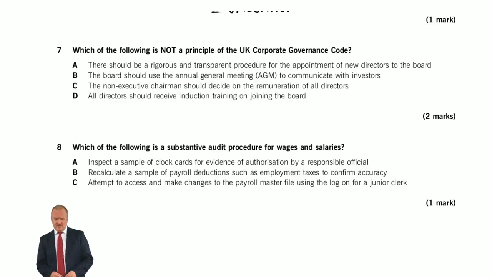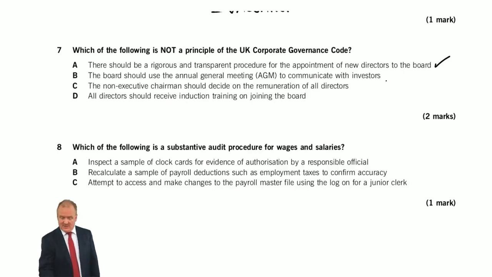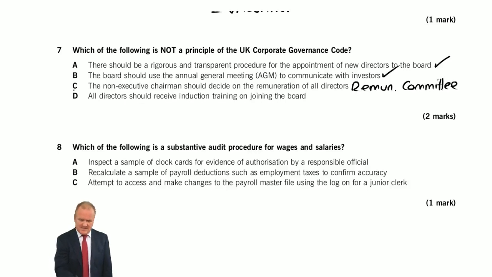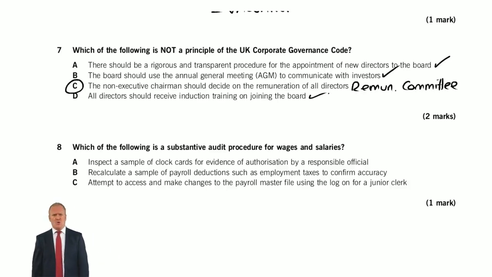Number 7, corporate governance. There should be a rigorous and transparent procedure for the appointment of new directors. That just sounds so good, it has to be true. The board should use the AGM to communicate with investors. We saw that in a question earlier tonight. The non-exec chairman should decide on remuneration. No, it should be a remuneration committee. So the answer is going to be C. Let's check D. All directors should receive induction training on joining the board. We saw that in the question earlier. New sales director, no training yet. So yes, they should receive training. The answer is C. Not that difficult.